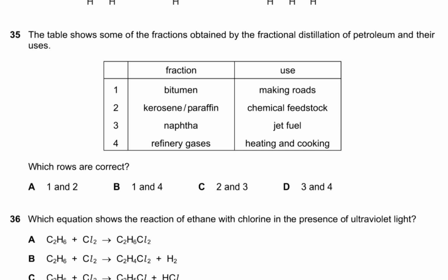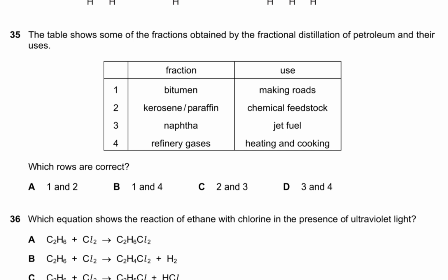For bitumen roads preparation, kerosene chemical feedstock, naphtha jet fuel, refinery gases heating and cooking purpose are used. You have to select the correct one. So we have bitumen, roads के लिए use होती है और refinery gases heating और cooking के लिए use होती हैं. These two are true, so B option is correct. Kerosene is not a feedstock and naphtha is not a jet fuel.